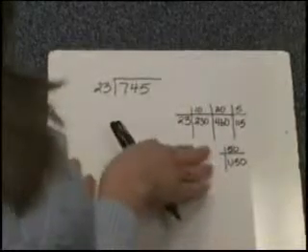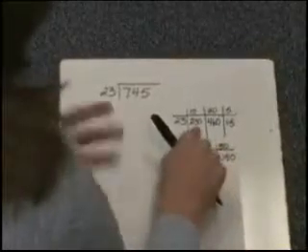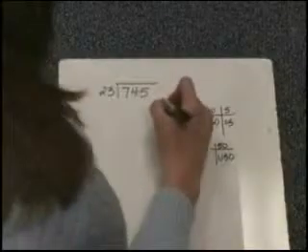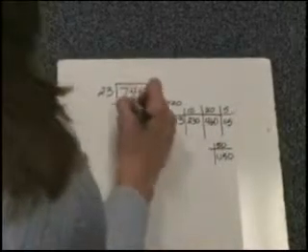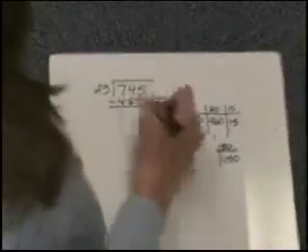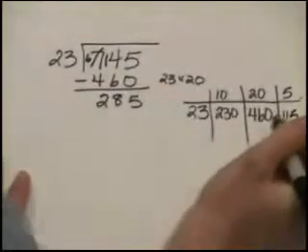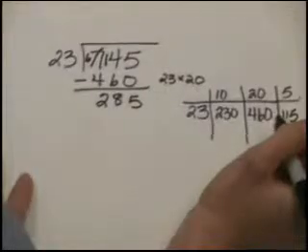So they can look at this and know that they could take a chunk of 10 out, but if they want to be more efficient, they could also take a chunk of 20. So if we took a chunk of 23 times 20, that would give us 460. So I'm going to take that away, do my subtraction, and I'm left with 285. Okay, so now I'm looking at 285 divided by 23.